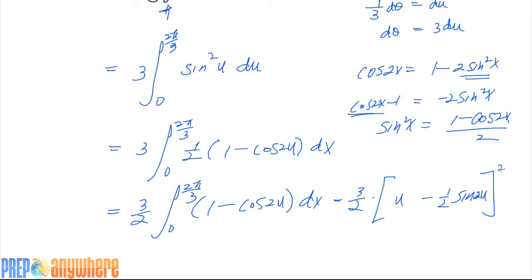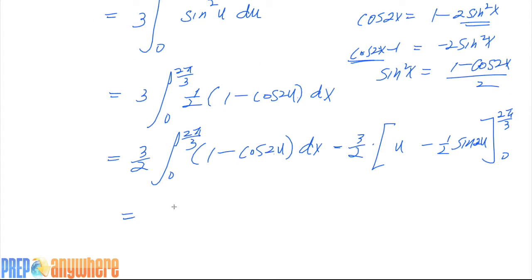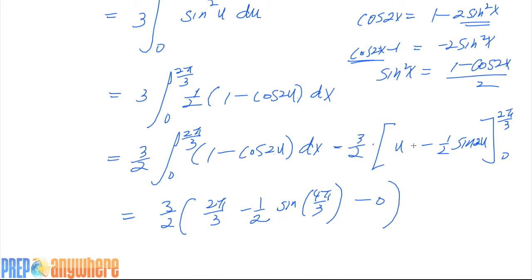Okay, and then I'm going to plug in 2 pi over 3 and 0 in there. Okay, so if you plug in 2 pi over 3, you get 2 pi over 3 minus half sine of 2 times 2 pi over 3, that's 4 pi over 3. Okay, plug in 0, you're going to get 0 for both.